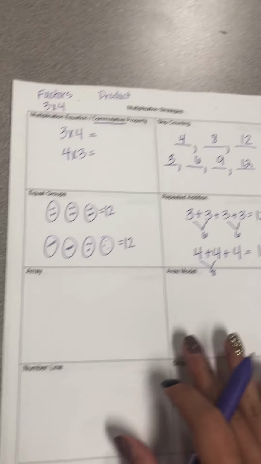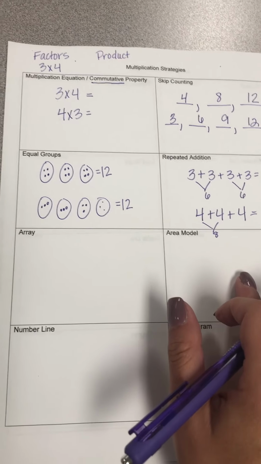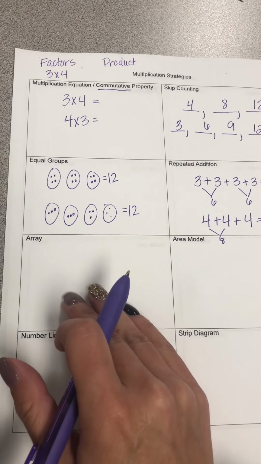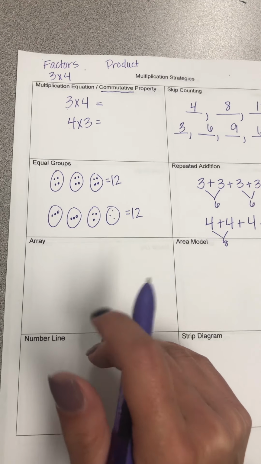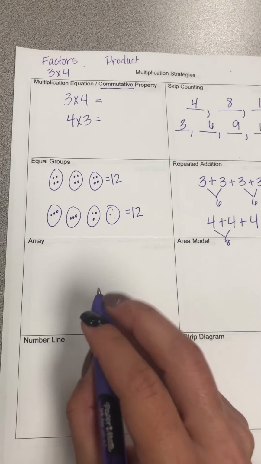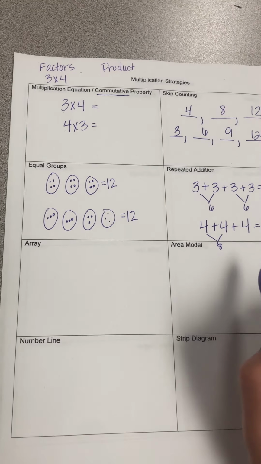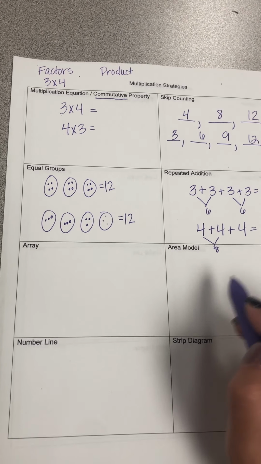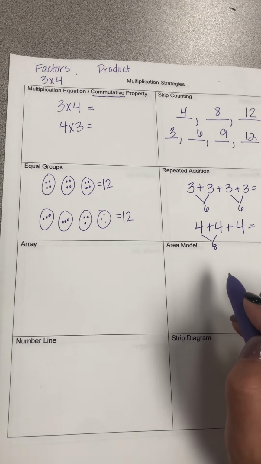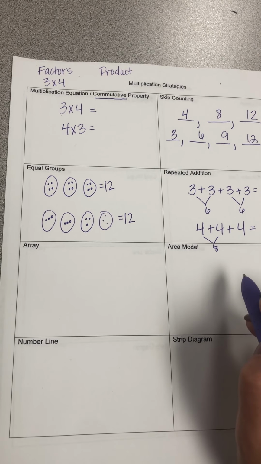The next one that we taught them is an array. An array and an area model look super similar. The only difference is that an array can be created with anything. If they want to create it with hearts, dots, stickers, or beads, it really doesn't matter. This is where more of the creative stuff comes in. An area model has to be boxes. It's going to be trying to get them to realize that area is the inside of objects.